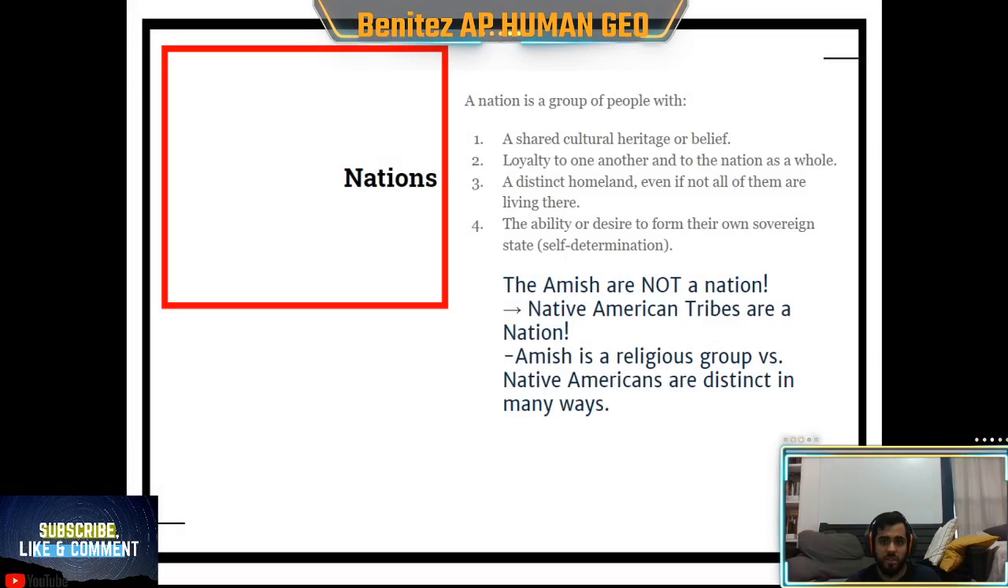Second, we have a nation. What's a nation? A nation is a group of people that share a lot of things in common. They share culture, they share language, they share history, they share land. All those people have that in common.